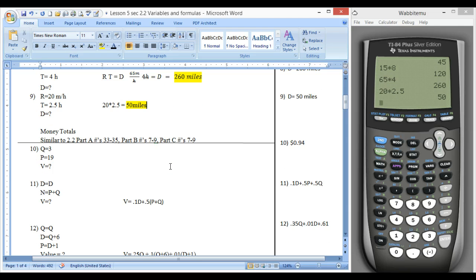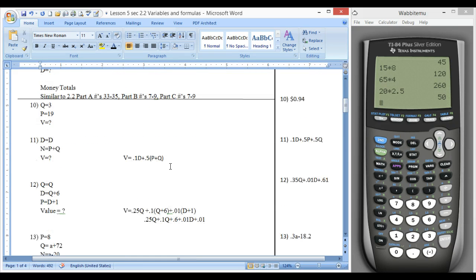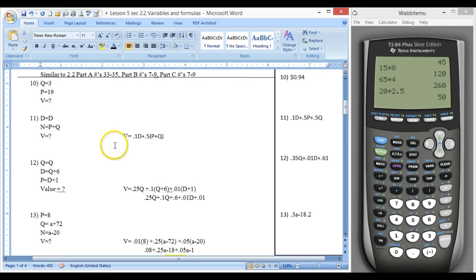This is similar to 2.2 Part A, numbers 33 to 35, Part B, numbers 7 through 9, and Part C, 7 through 9. Here they've given us quarters, pennies, nickels, dimes, but not a whole lot of information about it. What I like to do is I just look at what it's asking for and put the value of the nickels, the dimes, the quarters, the pennies, times it by how many you have.